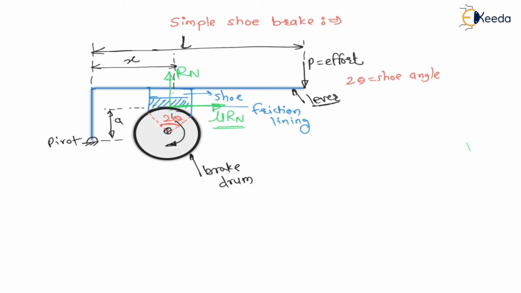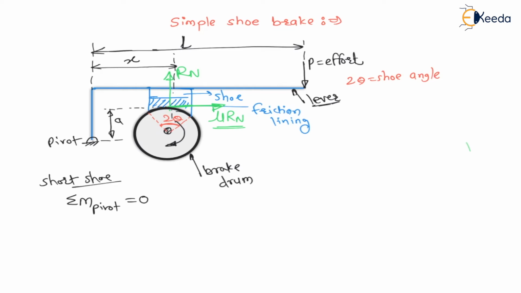These are the forces shown. Now consider moment about pivot. Summation of moment about pivot must be equal to 0 for equilibrium condition. For short shoe, we are looking for short shoe. Summation of moment about pivot must be equal to 0.